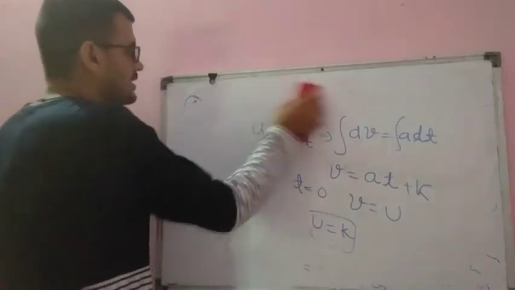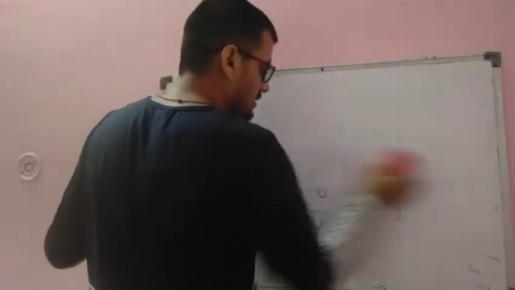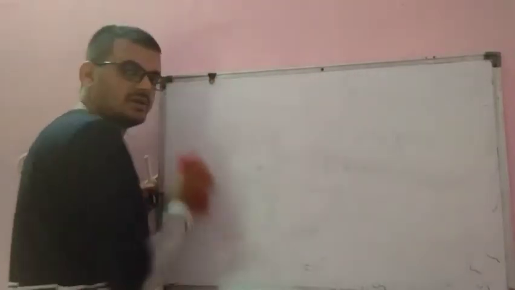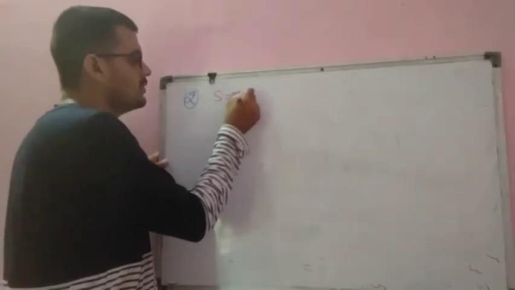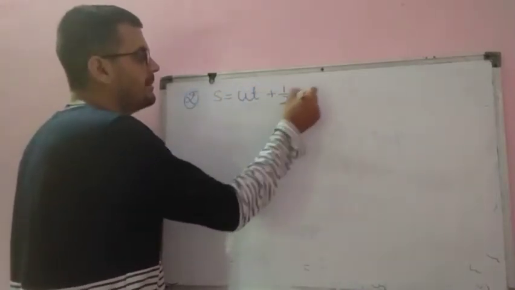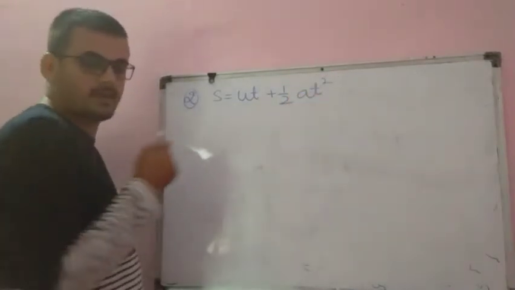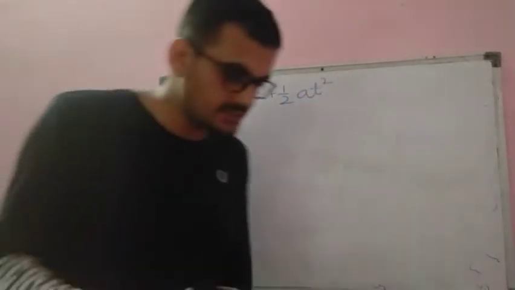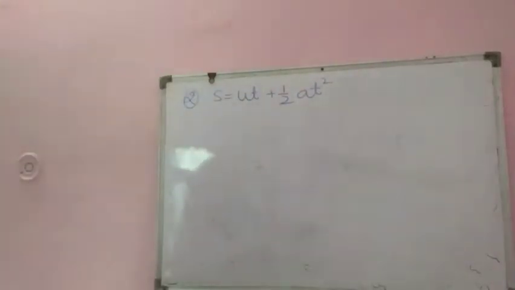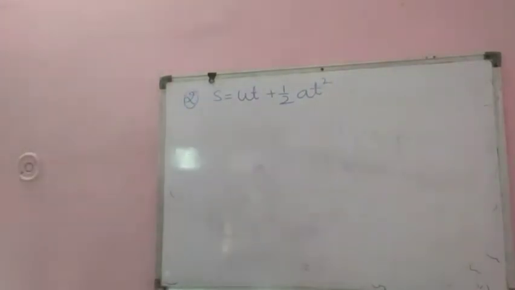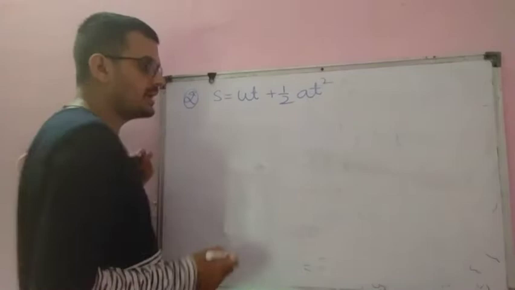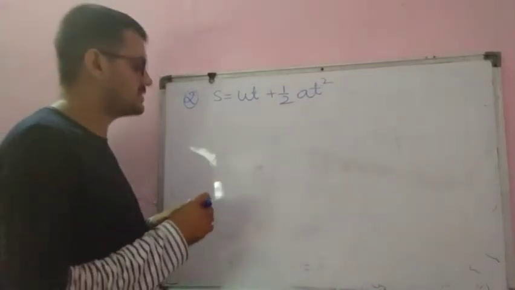Now student, we will study the second equation of motion. What is the second equation of motion? The second equation of motion is s equal to ut plus half at square. We will prove it by using the calculus method. Just wait. Okay, so s equal to ut plus half at square.